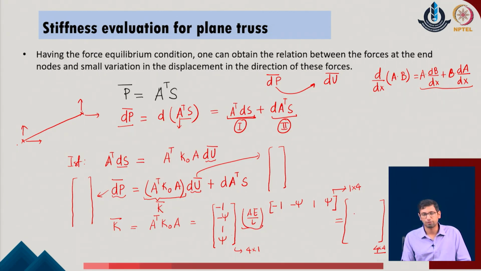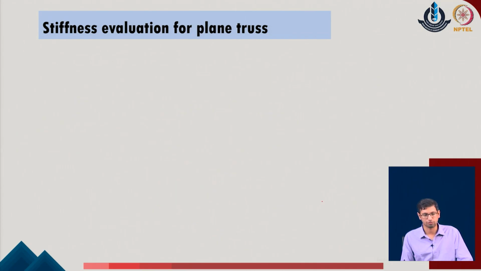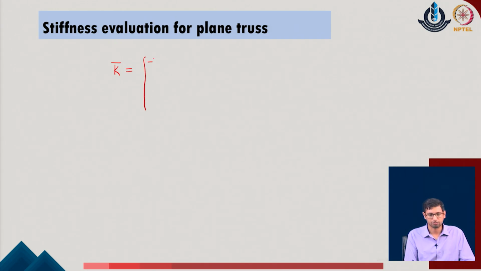So, now we want to evaluate the stiffness matrix of the given system first. As I write here, k bar is written as [-1, -phi, 1, phi], then the AE upon L I can just take as the common value, k naught, a constant AE upon L value, and then I multiply with the second vector, which is [-1, -phi, 1, phi] in the given system.